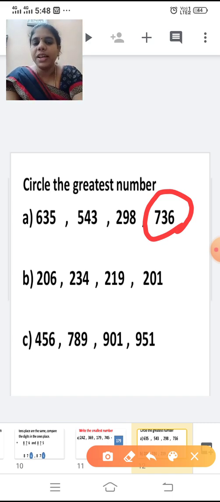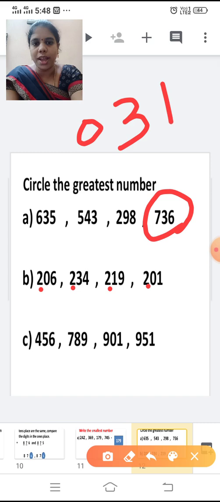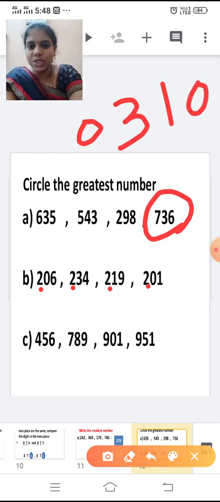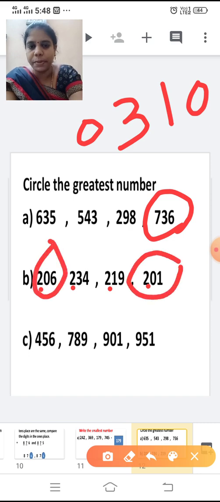Second one: 206, 234, 219, 201. We are going to circle the greatest number. Now compare the digits in the hundreds place. In all the numbers we have 2 in the hundreds place, right? Now compare the digits in the tens place. First number we have 0. Second number we have 3. Third number we have 1. And last number we have 0. Now tell me which is the smallest digit? 0, right?